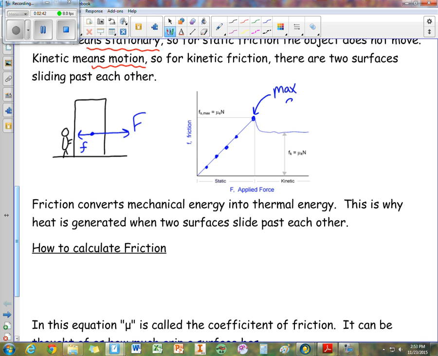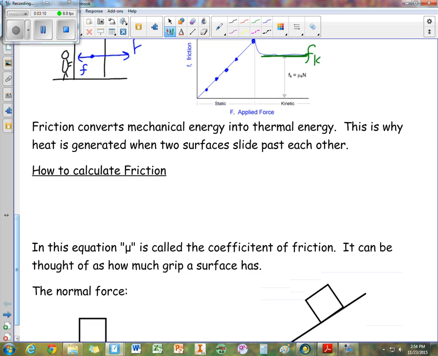This is the maximum static friction that can exist between the two surfaces. Once we reach this point, the object will break free and begin to slide. And this is where we get our kinetic friction. Notice that the kinetic friction is less than the static friction. So it's easier to keep something sliding once you've broken it free.